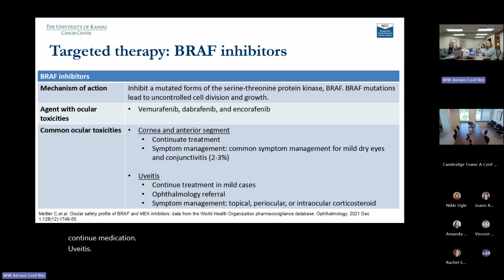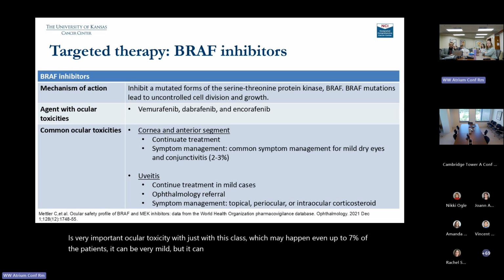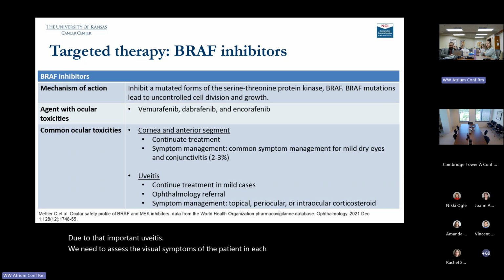Uveitis is a very important ocular toxicity with this class, which may happen in even up to 7% of patients. It can be very mild, but it can be very serious in some patients, and we may even see retinal detachment. Due to that, we need to assess the visual symptoms of the patient at each visit.